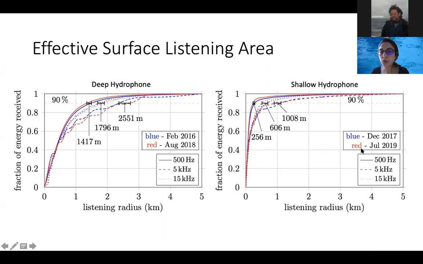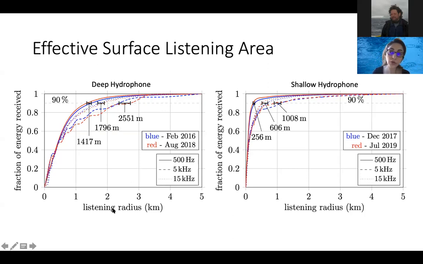And I show two colors. Blue is during winter time, red is during summertime, and I show three different frequencies here. We can discuss this figure a lot, but what you need to know just for this talk is the differences between deep water and shallow water in general. In general, the effective listening area in deep water is much more than the effective listening area in shallow water. Rule of thumb is that if you have a hydrophone at depth D, the radius of effective listening area is 3 times D. So that makes sense.